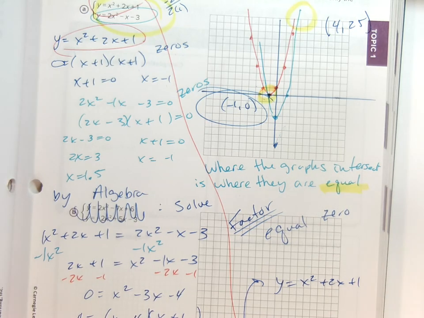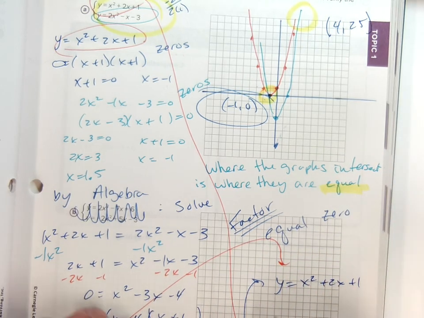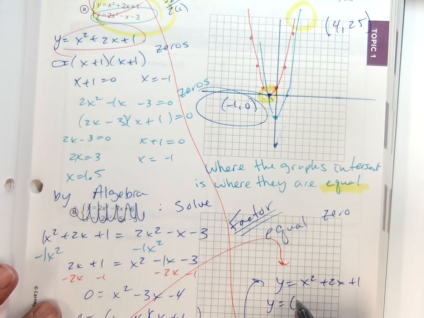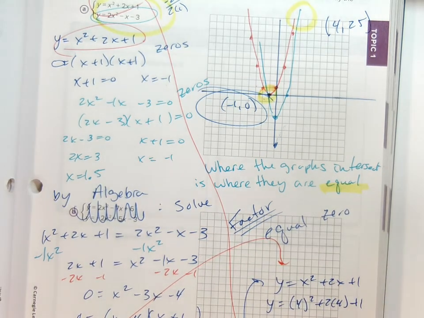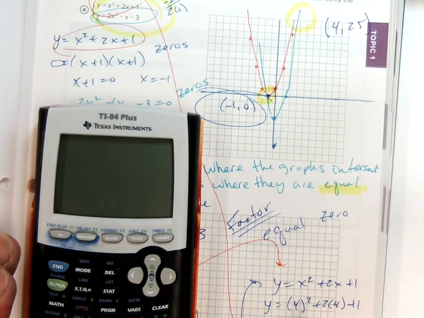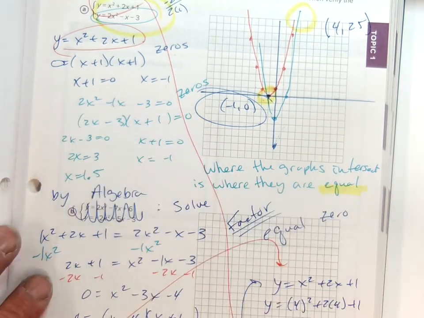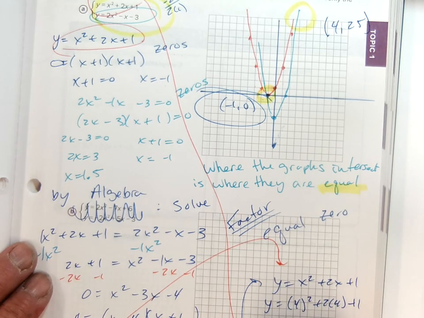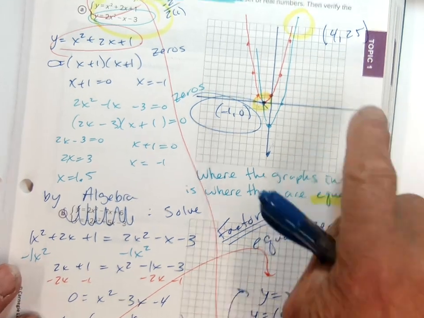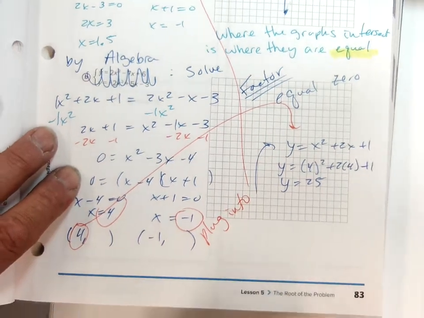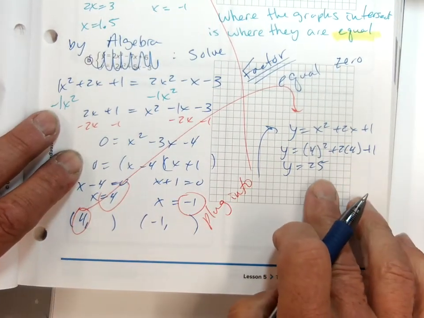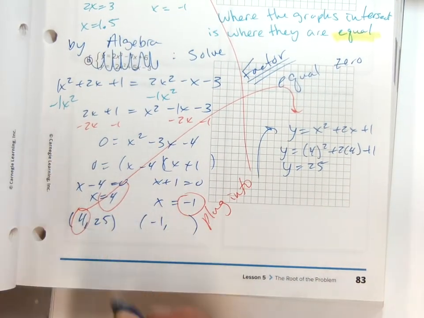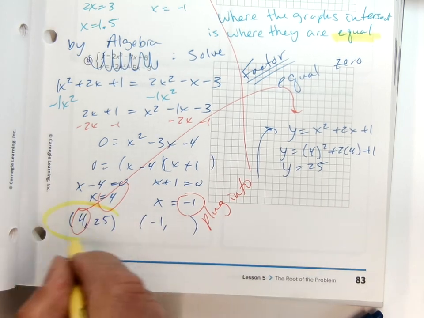So first, let's plug 4 in. y equals 4 squared plus 2 times 4 plus 1. Let's see what my calculator says. I know it's 16 plus 8 plus 1, which is 25, by the way. And what do you know? (4, 25). There it is. So I've got one answer, a point of intersection.